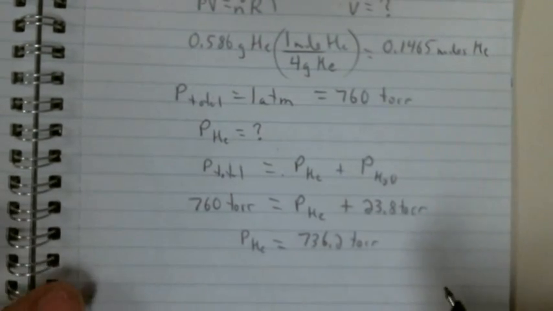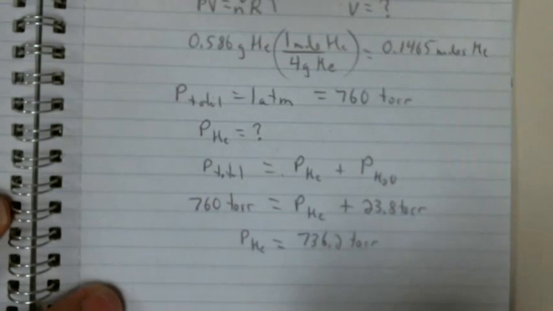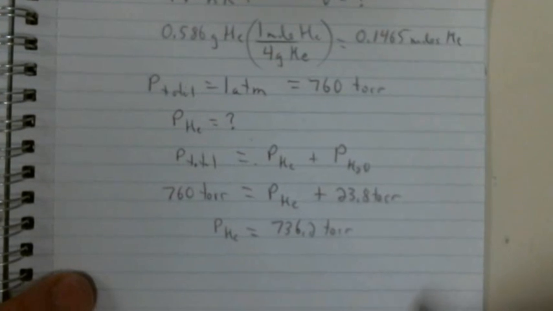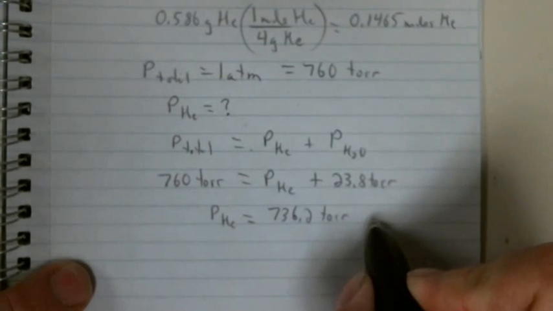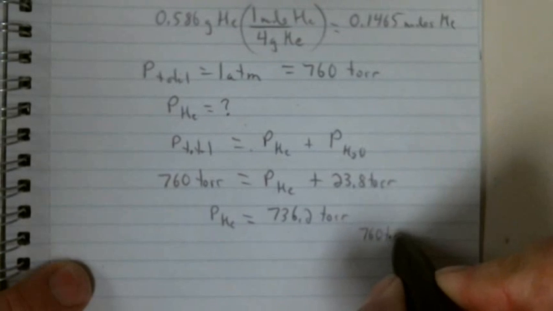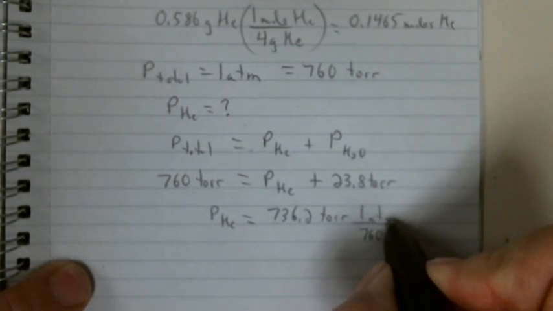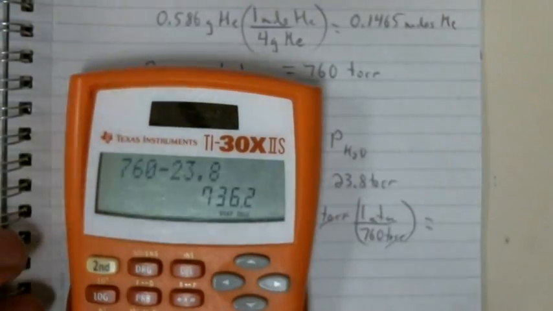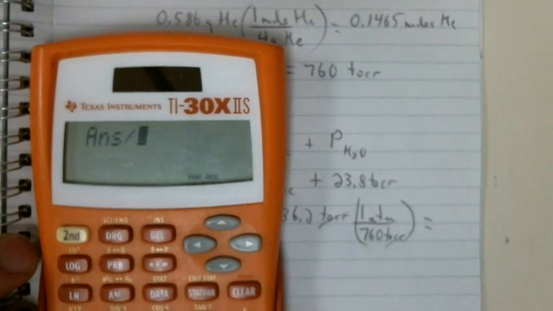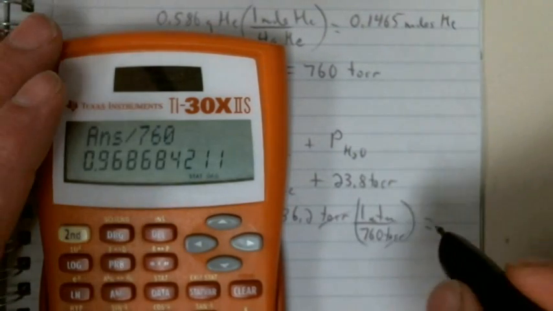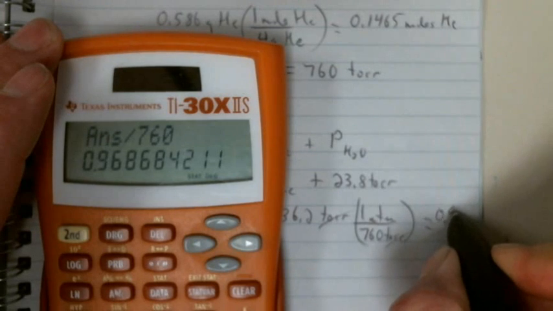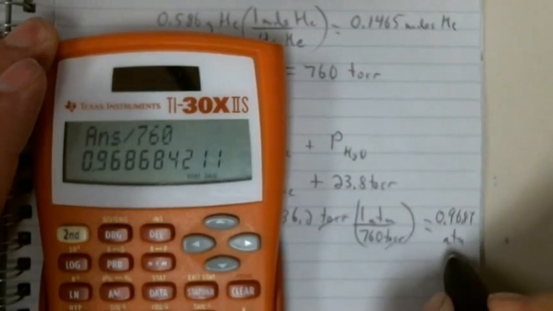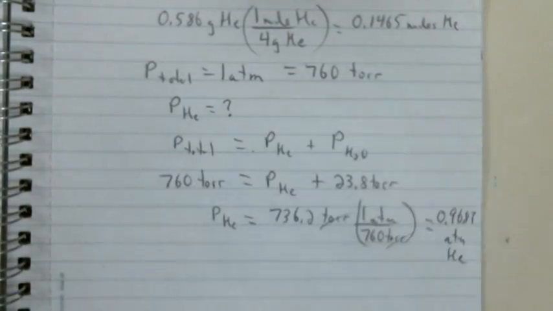All right, now let's plug in the values into PV equals nRT. But this has to be in atmospheres, right? So let's go ahead and convert that into atmospheres. 760 torr is 1 atmosphere. So I'll take that pressure divided by 760 and find out what fraction of an atmosphere we have. 0.9687. And that's our helium pressure.